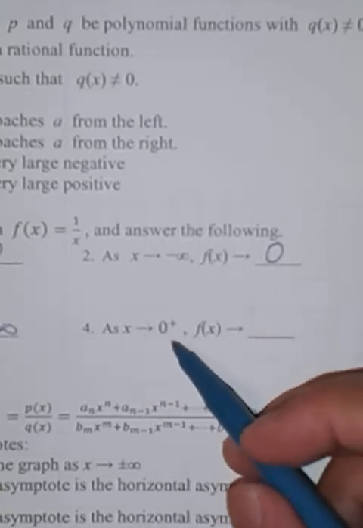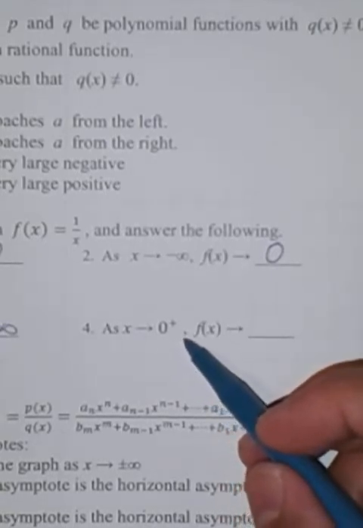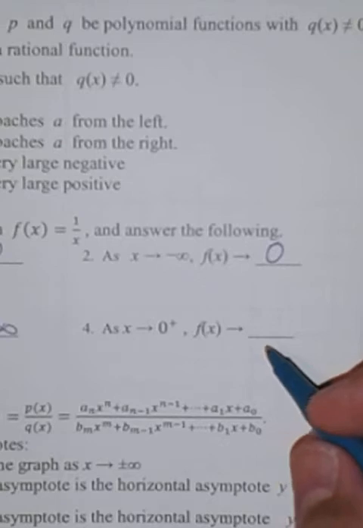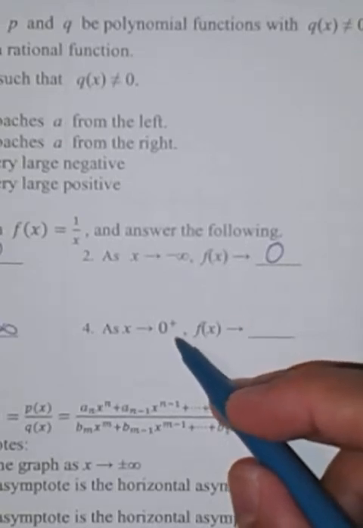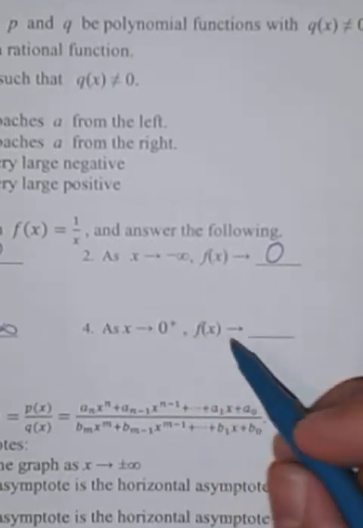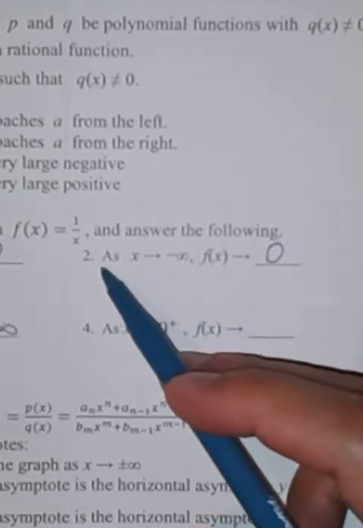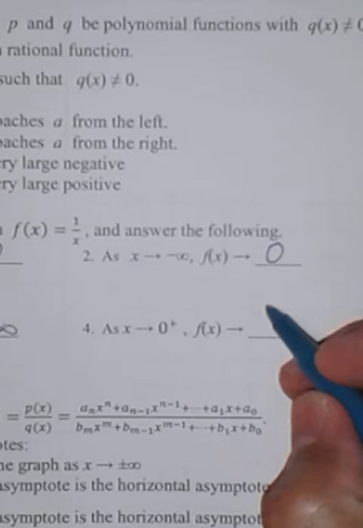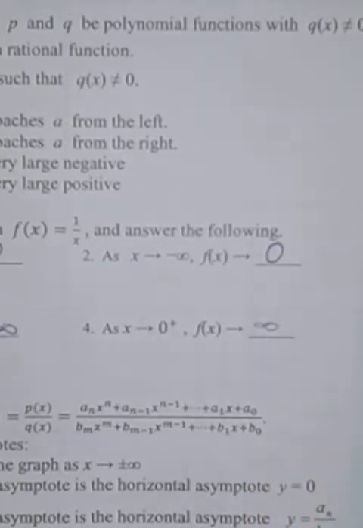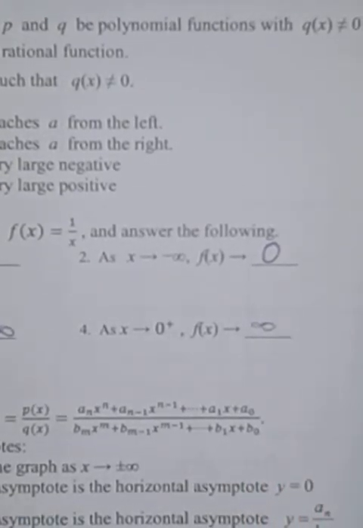And you can plug in some numbers like x equals 1/10, so f of x would be 10. X equals 100th, f of x would be 100. X equals 1,000,000th, which is really close to the y-axis, and your y value would be 1,000,000. Right? So you're approaching positive infinity as x approaches 0 from the right.